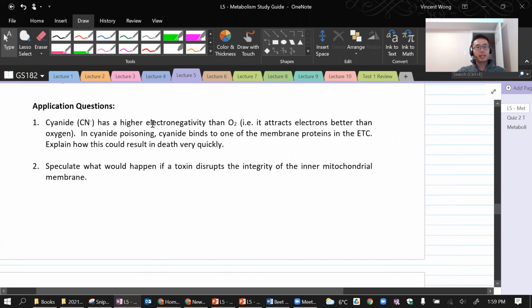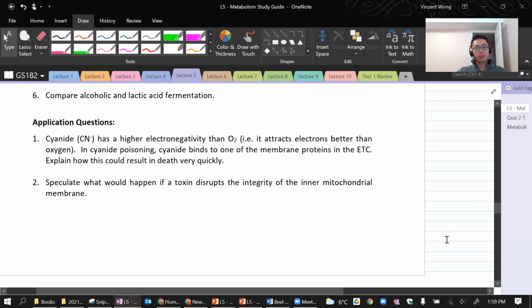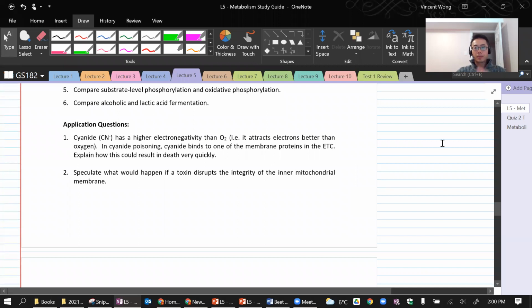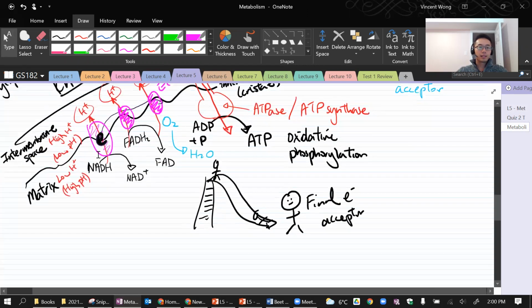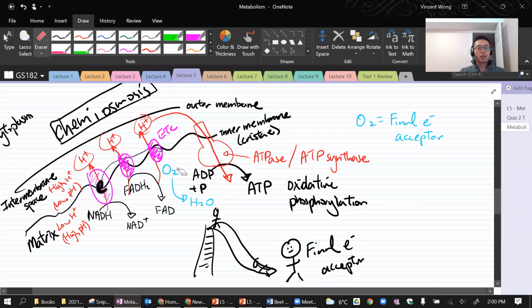Cyanide has a higher electronegativity than oxygen. Right, what does that mean? It means it attracts electrons better than oxygen. In cyanide poisoning, cyanide binds to one of the membrane proteins in the ETC. Explain how this could result in death very quickly. Okay, so let's go back to our picture of the ETC. Oxygen is our final electron acceptor.